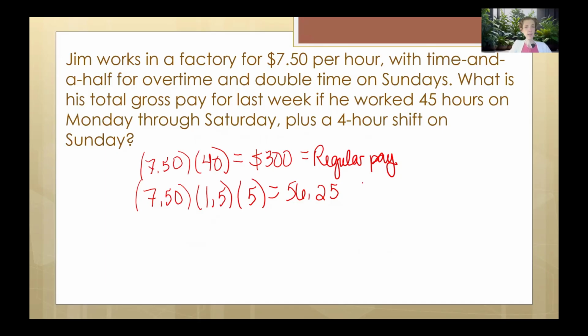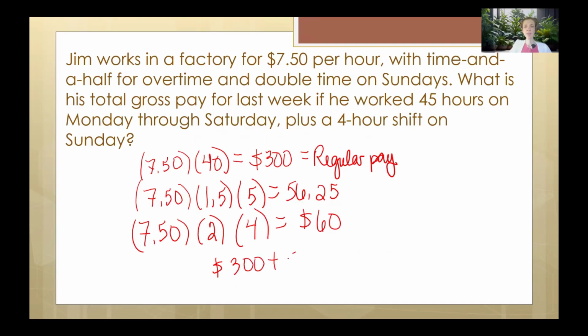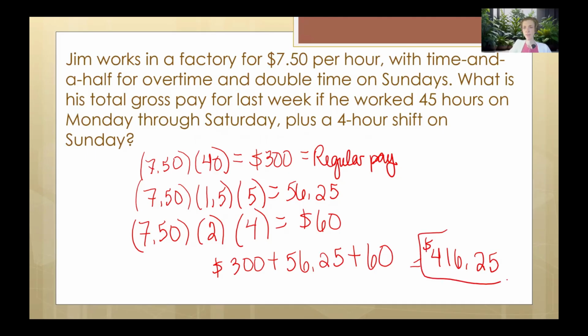Okay. And then his Sunday pay is going to be 7.50 times 2, because on Sundays he gets paid double time and he worked a 4-hour shift. So that means his Sunday pay is $60. Okay. So then we're just going to add 300 plus 56.25 plus 60. Okay. So his total gross pay for last week is 416.25. Okay. All right. Any questions on that one?